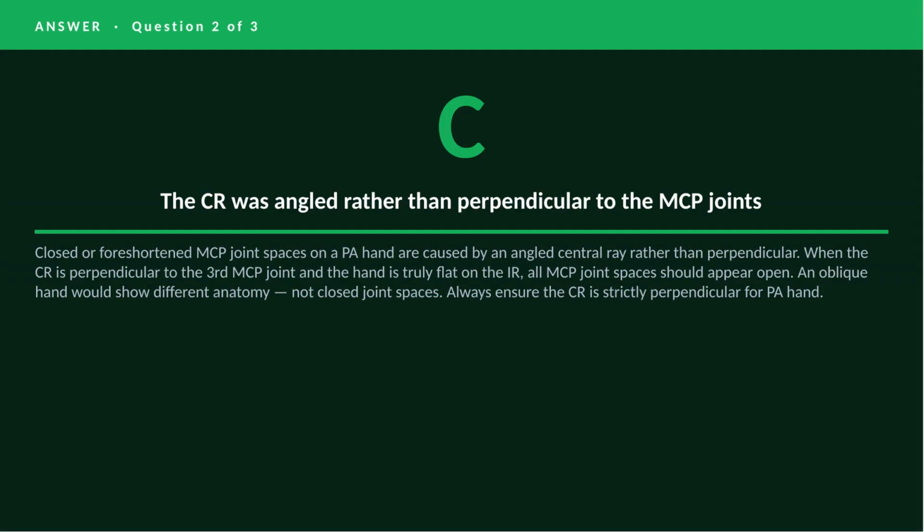The answer is C. The CR was angled rather than perpendicular to the MCP joints. When a hand is truly flat and the CR is strictly perpendicular to the third MCP joint, all MCP joint spaces should be open. An angled CR strikes the joint surfaces obliquely and foreshortens them. They appear closed. An oblique hand would show different anatomy rather than closed joint spaces specifically.